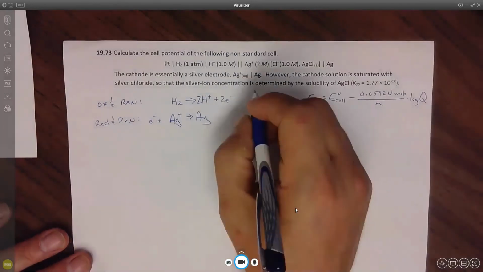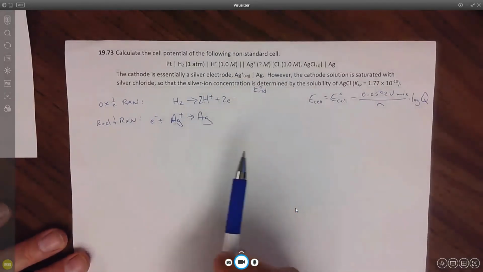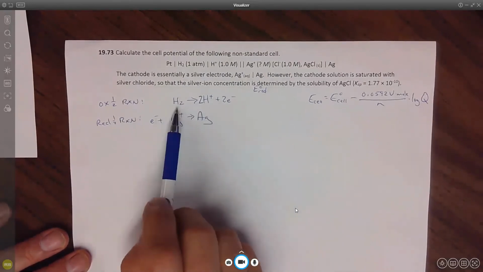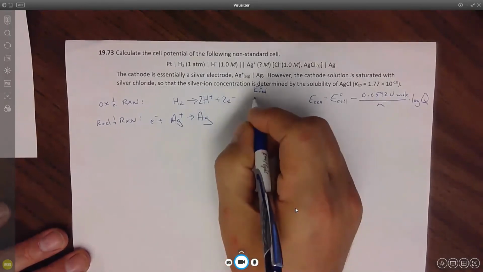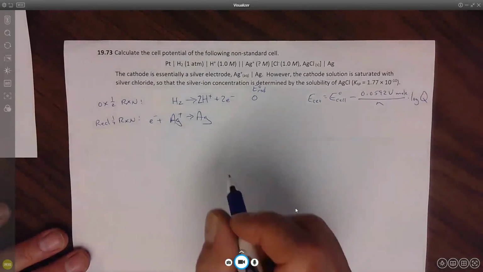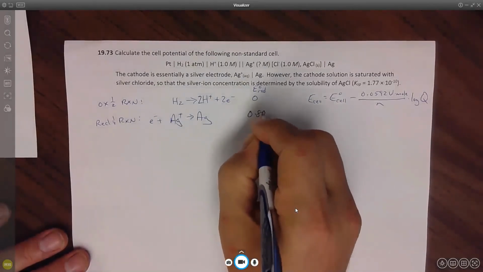Now, I'll look up the reduction potentials real quick, because this is the form that it's going to be easiest to see it. Now, this, of course, is going to be flipped, but again, it doesn't matter. That's the H2 going to H+, which we know is 0. But the silver I'm going to have to look up, and the reduction potential for silver +1 going to silver is 0.8 volts.